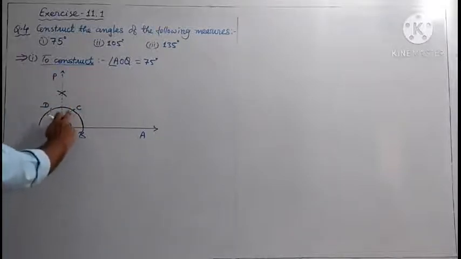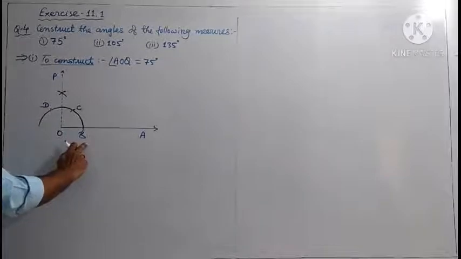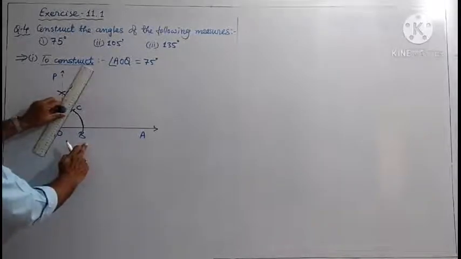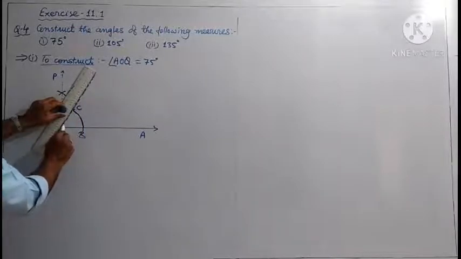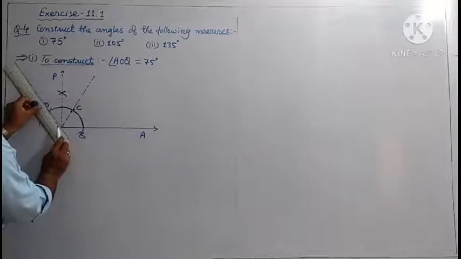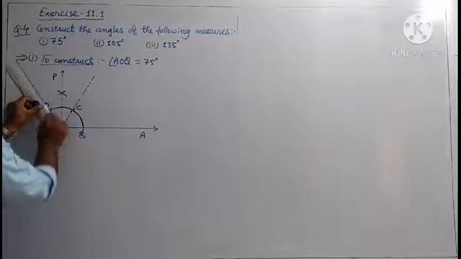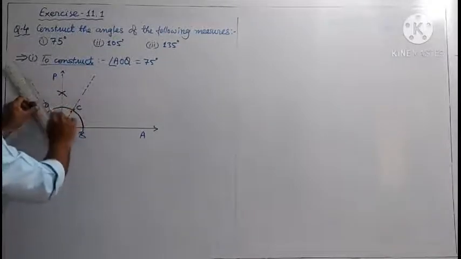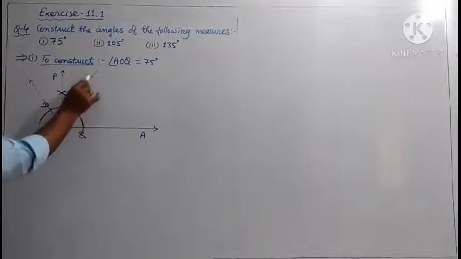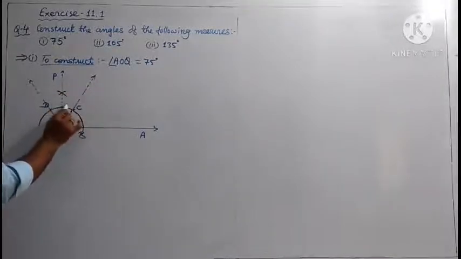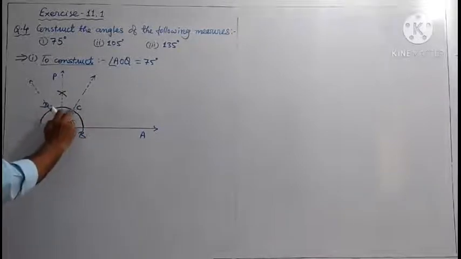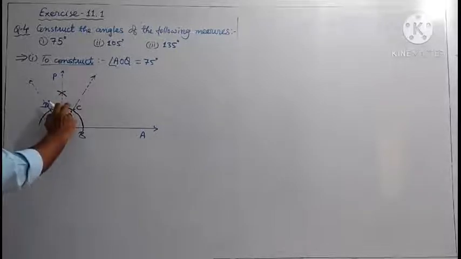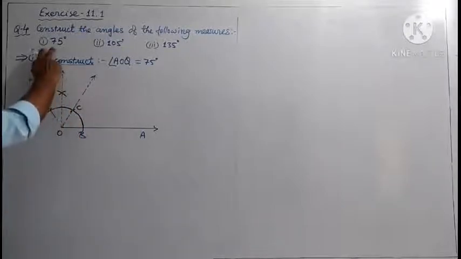So now angle COB is 60 degree. Angle COD is also 60 degree. And here it is a bisector of this 60 degree. So this is 30 degree. So here 60 degree and here 30 degree. If we bisect this 30 degree, that is angle COP, then you will get a ray OQ, and that will be 15 degree. So 60 plus 15 will get 75.